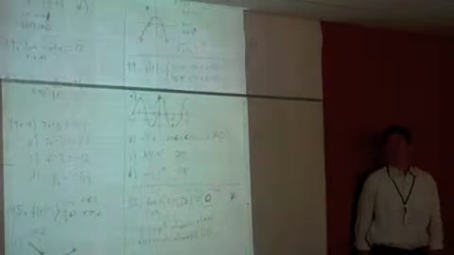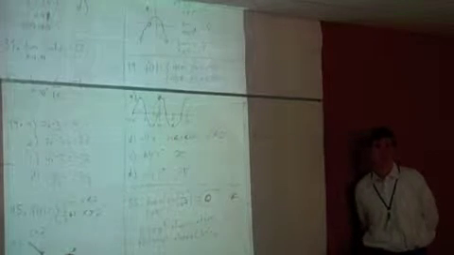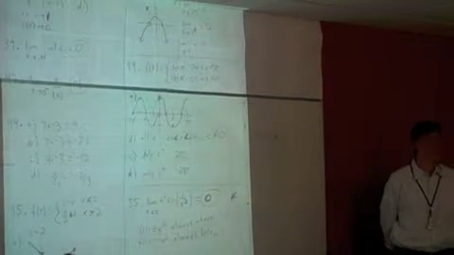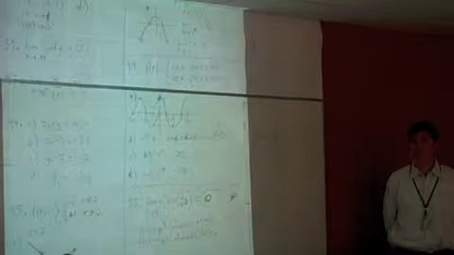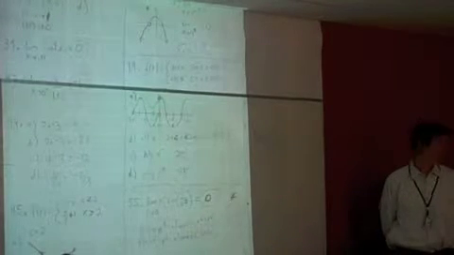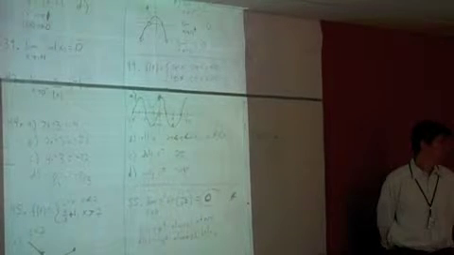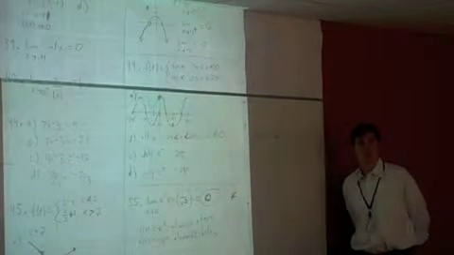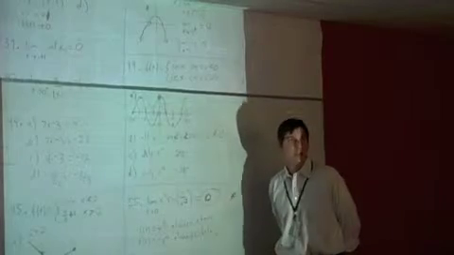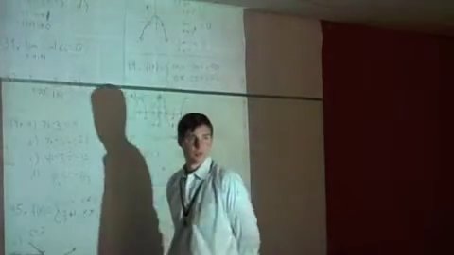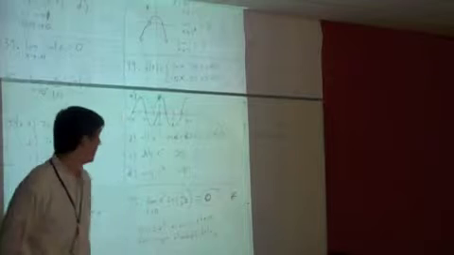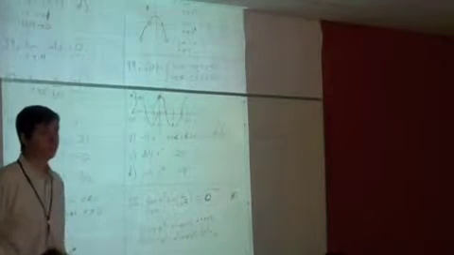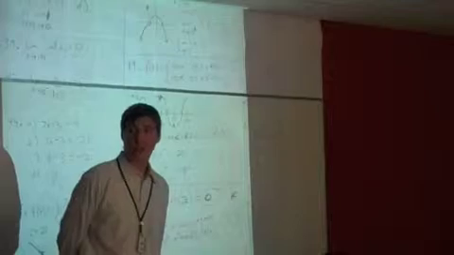So what is the limit as x approaches 0 from the left? Any takers? What's the limit as x approaches 0 from the left? 1. What's the limit as x approaches 0 from the right? 1. What does that mean about the limit at x equals 0? It exists and is 1. So in this case, the limit exists everywhere.